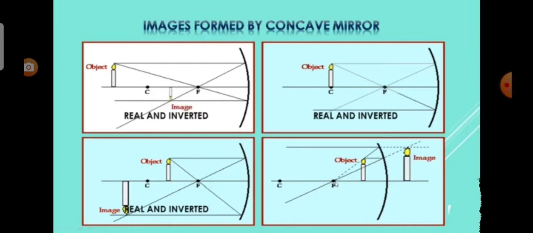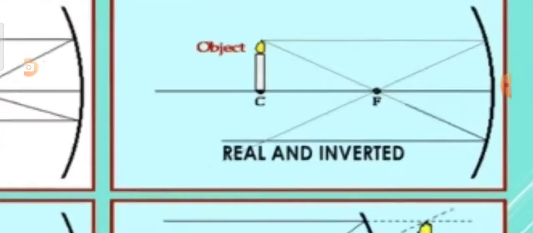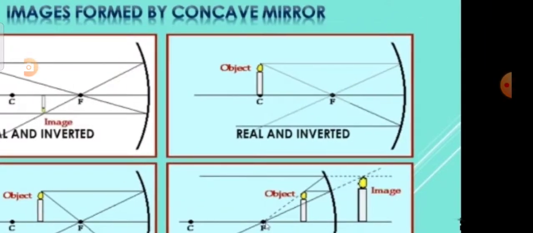If the position of the object is at C, the position of the image is at C, the image size is the same as the object, and the nature of the image is real and inverted. If the position of the object is between C and F, the position of the image is beyond C, the image size is magnified, and the nature of the image is real and inverted.